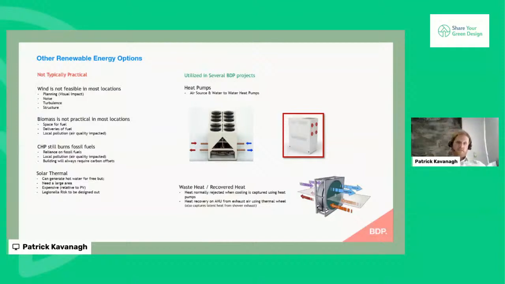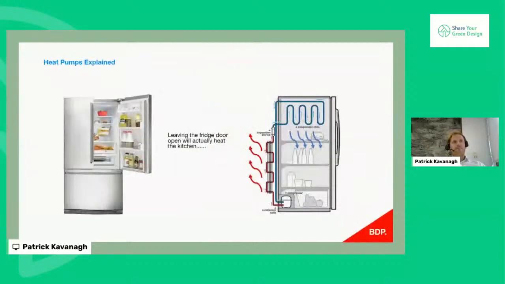Solar thermal, instead of photovoltaics, is an option. It does generate hot water for free, but it needs a much larger area. It's expensive now relative to photovoltaics, which have come down in price, and the Legionella risk needs to be designed out. So in several BDP projects, we're utilizing air source and water-to-water heat pumps and waste heat and recovered heat, through heat that's normally rejected when cooling, and heat recovery on the air handling unit.